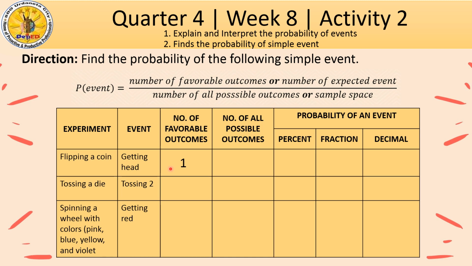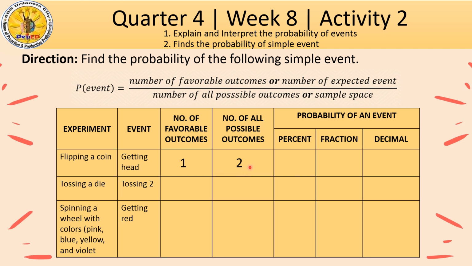Next, number of all possible outcomes. So ilan ba ang pwedeng lumabas kapag tinapon natin ang isang barya? Tama, 2. So, pwedeng ang lumabas ay head or pwedeng tail. So, the number of all possible outcomes is 2. How did we get 2? We have only two possible outcomes. That is the head or tail.